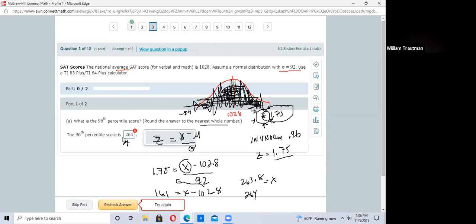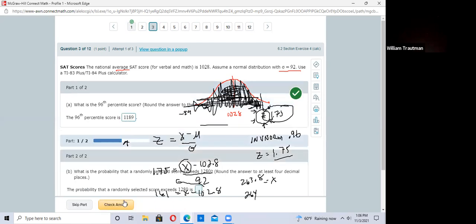That 264 doesn't make sense. Now that I look at it, it doesn't make sense at all. The actual score I got, let me show you. Let me put it in there and make sure it's correct first. 1189. Yeah, that's correct. And then I'm going to figure out what I did wrong.